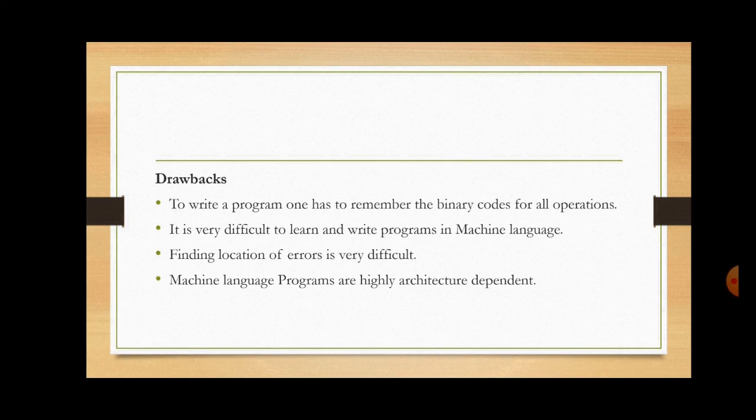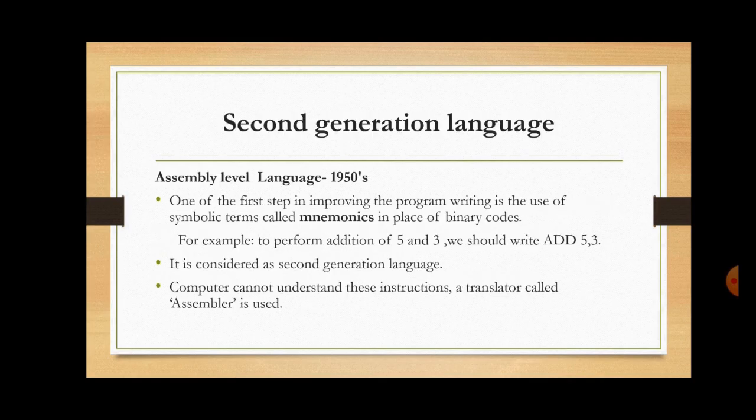So these drawbacks led to the development of the next level programming language, which is called assembly level language. One of the first steps in improving program writing is the use of symbolic terms called mnemonics instead of binary digits. For example, to instruct the computer to perform addition of 5 and 3 in assembly level language, we should write add 5, 3. Here, the term add is a mnemonic which is easy for the programmer to understand and remember.